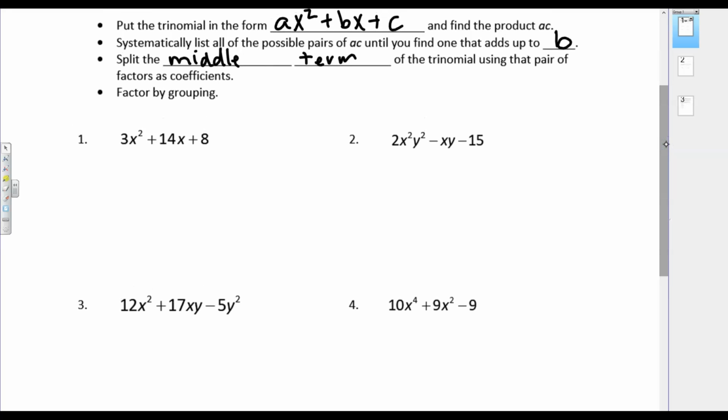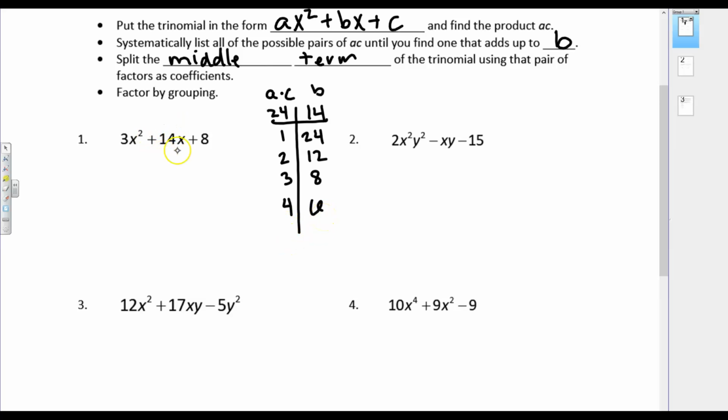Number one, I've got 3x squared plus 14x plus 8. We're already in descending order, ax squared plus bx plus c. So now I'm going to list combinations of a times c that add up to b. That's my goal. Well, a times c is 24. We're going to multiply to 24. We want to end up adding up to 14. So let's list all the ways to multiply to 24. 1 times 24, 2 times 12, 3 times 8, 4 times 6, 5 doesn't go in, and I'm into 6, which is already here. So those are all my ways to multiply to 24.